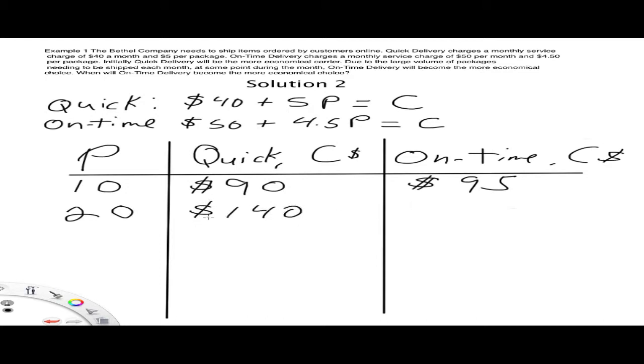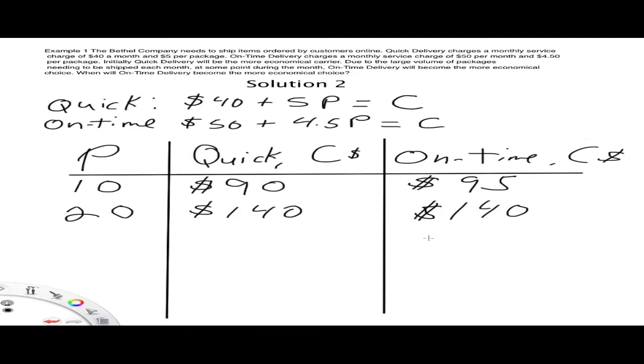So indeed I get that. And then 4.5 times 20 equals 90. 90 and 50 is $140. So I see indeed from the table that at 20 I have a boundary where $140 is the cost for both of them.